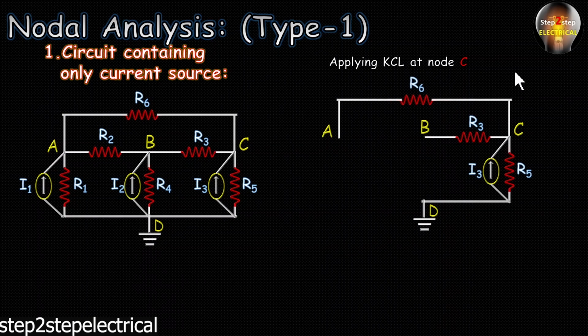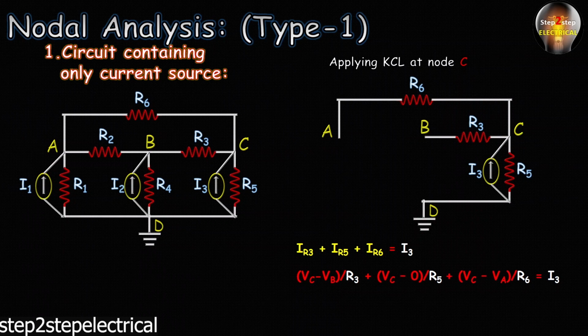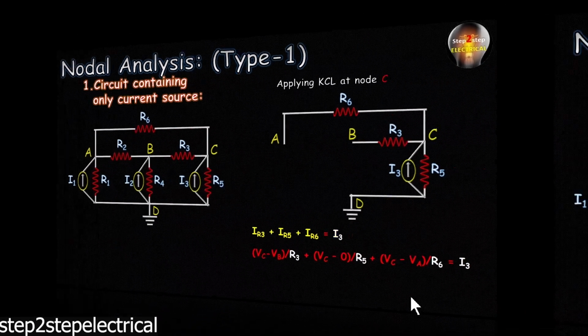First of all, we see that I3 is the only current which enters the node C, but IR5, IR3 and IR6 are the currents which leave the junction. So we can write the KCL equation as IR3 plus IR5 plus IR6 is equal to I3. Now we replace this using Ohm's law: (VC minus VB) upon R3 plus (VC minus 0) upon R5 plus (VC minus VB) upon R6 is equal to I3. And finally we have got three equations.